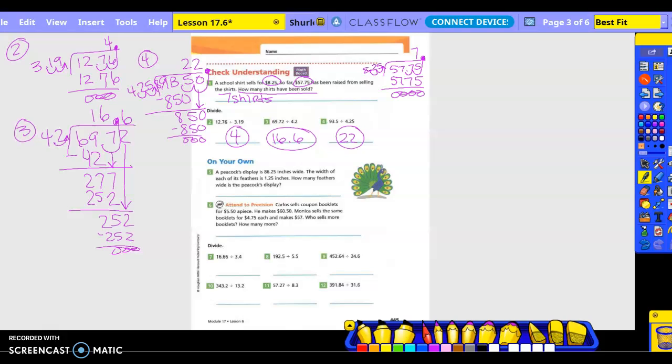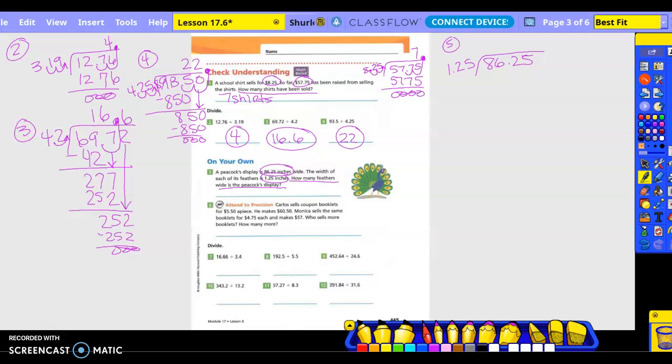A peacock display is 86 and 25 hundredths inches wide. The width of each of its feathers is 1 and 25 hundredths inches. How many feathers wide is the peacock's display? So we have this number, and then what we're looking for. So what is my total, or what's going to go as my dividend in my house? 86. If you're humming, please stop. So this is number 5. So 86 and 25 hundredths divided by 1 and 25 hundredths, right?